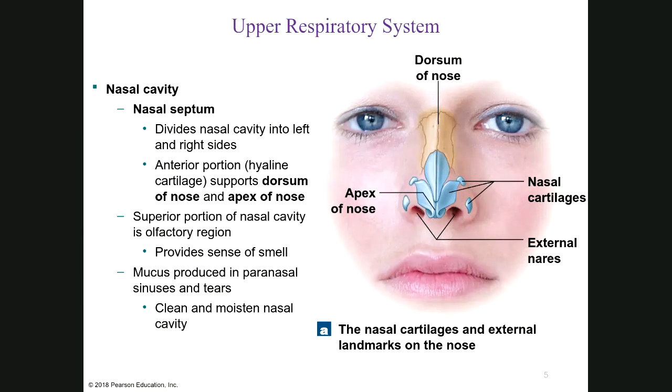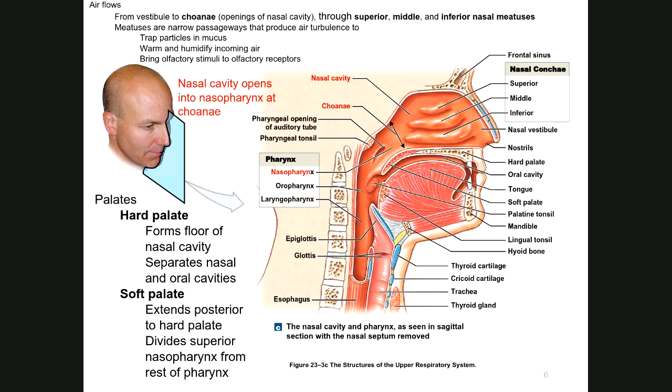All right, so we have the sagittal section of the nose. If we remove the nasal septum, the wall is made of the conchae. We have the superior, middle, and inferior conchae, which humidify the air and bring the olfactory stimuli to the olfactory receptors. This nasal cavity opens into the pharynx. It is in contact with the nasopharynx via the choanae. The choanae are the opening of the nasal cavity.